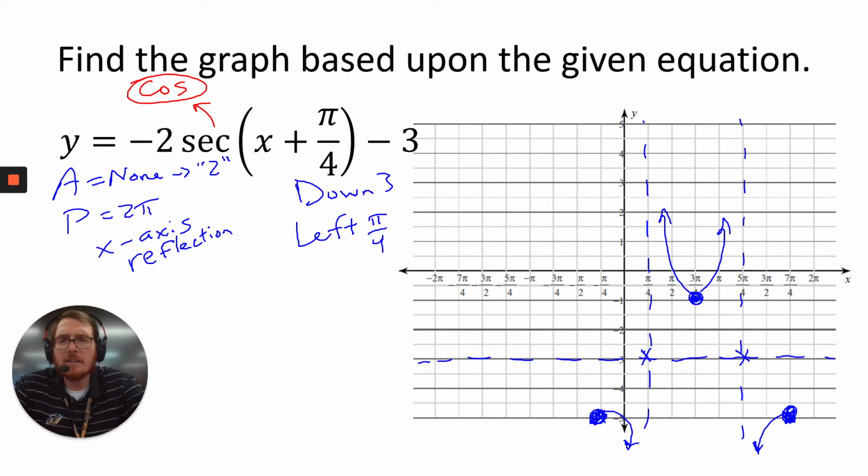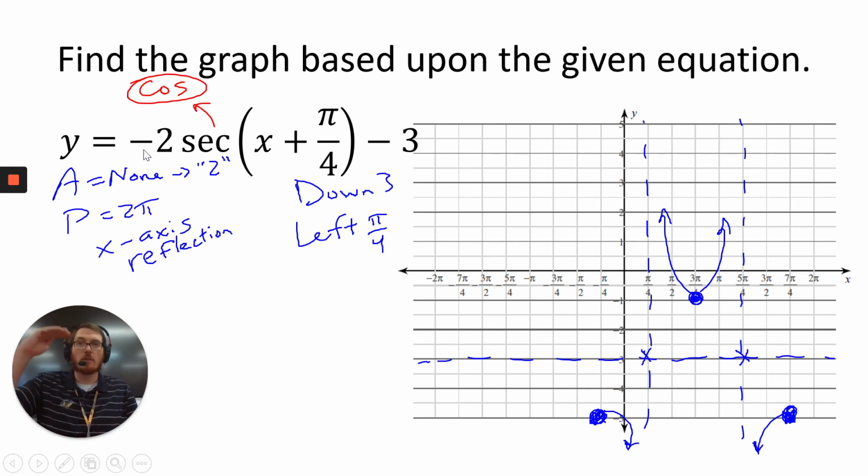The next one is secant. So for secant, I'm going to graph it like a cosine function. This graph is moved to the left pi over 4. It's moved down 3. It has an amplitude of 2, but it's not really an amplitude for secant because it goes up and down forever. It's negative, which means it flips over.